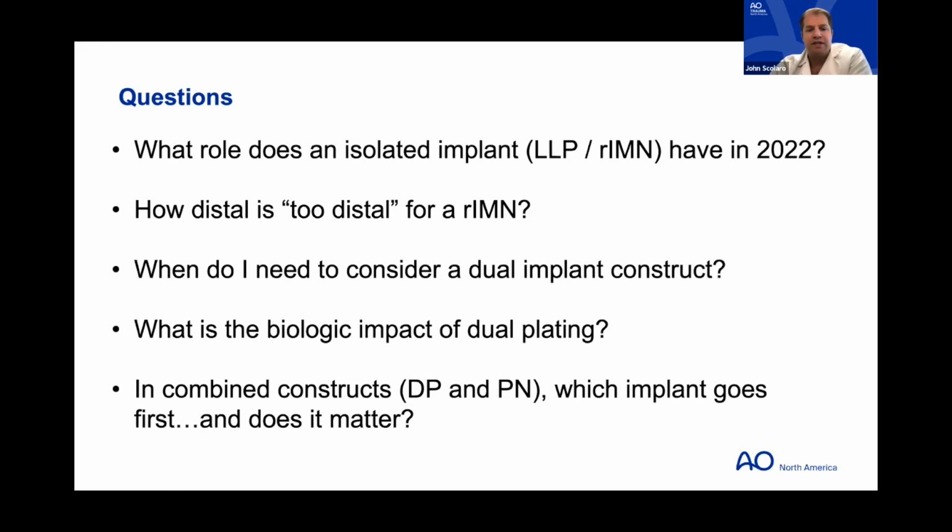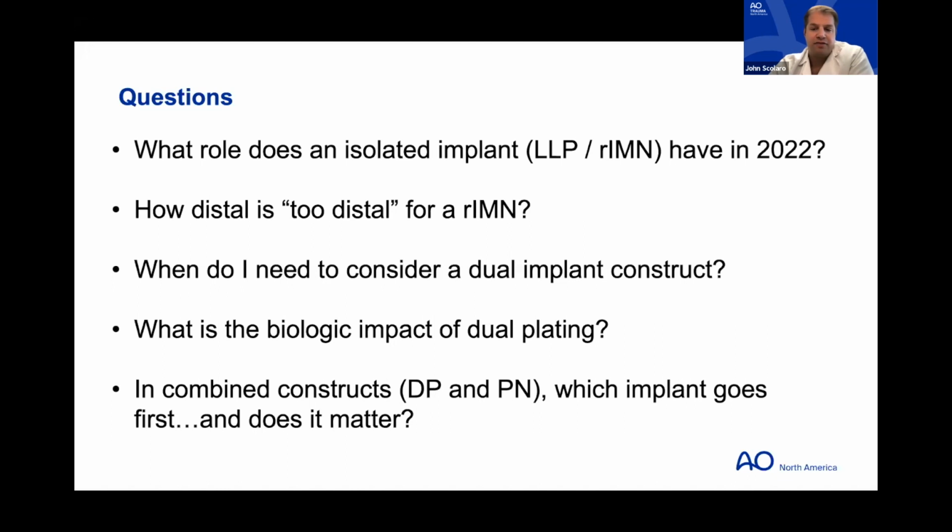What's really the biologic impact of dual plating? It was commonly done initially, before we had fixed angle implants. And then as we relied more on that medial area to be one of the remaining locations of good biology, what's the biologic impact of dual plating? And Justin will talk to us about that.